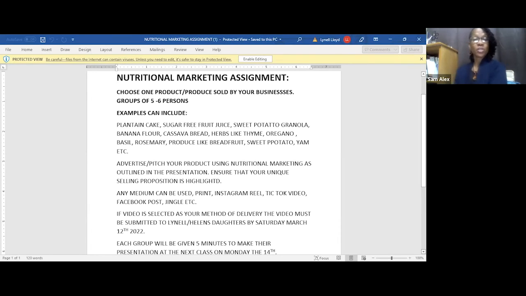It can be sweet potato granola, banana flour, cassava bread, herbs like thyme, oregano, basil, rosemary, passion fruit, sweet potato, carrot, cabbage, cucumber, eggplant, Christophine. You choose, yeah? Then you're going to advertise, or pitch your product, using nutritional marketing as outlined in the presentation. Ensure that your unique selling proposition is highlighted.